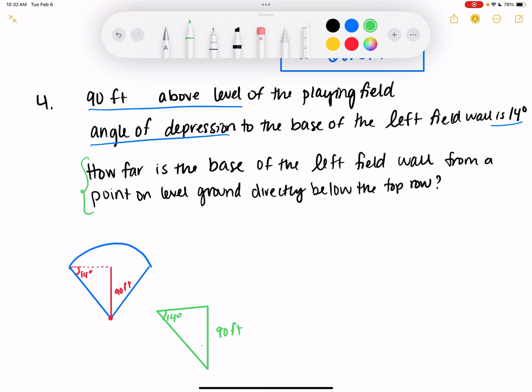How far is the base of the left field wall from a point on level ground directly below the top row? So basically, I've inverted the triangle. Instead of it going down this way, with the level part on the top, we're making the level part on the ground. I'm just inverting the triangle. So I'm trying to find this piece here.